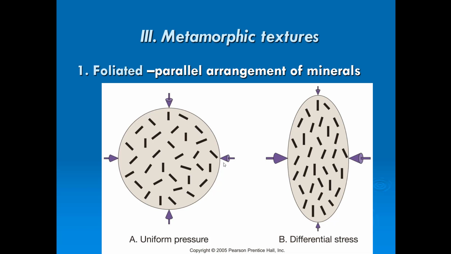And then what can happen, foliation occurs under conditions of differential stress. So you can see that these purple arrows here are squeezing this rock together, and that the up and downward motion is much smaller and unequal in strength to the left and right squeezing on this rock. So what begins to happen is you can see that these minerals begin to line up.